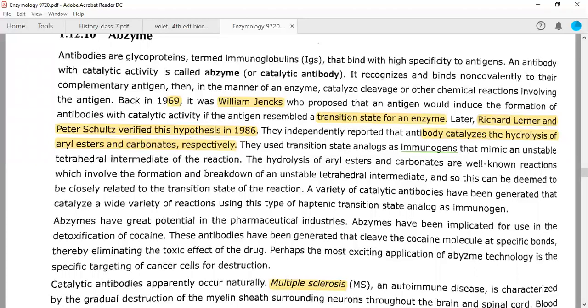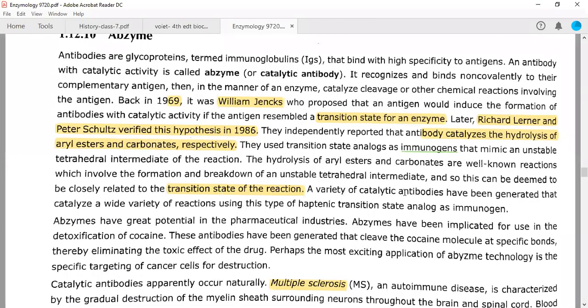So that mimics an unstable tetrahedral intermediate of a reaction. The hydrolysis of aryl ester and carbonate, which was reported in 1986, is a well-known reaction involving the formation and breakdown of the unstable tetrahedral intermediate. So this can be deemed to be closely related to the transition state of a reaction. If you remember the enzyme substrate complex, the antibody can also form a complex with the substrate, so that it is very analogous to the transition state of a reaction.